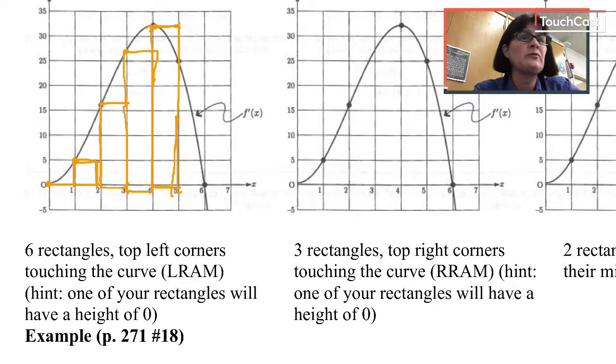The next rectangle covers from 5 to 6. I'm going to go to the place where x equals 5, and it looks like a height of 25, so that's my 6th rectangle. I'm going to let you do the middle picture, and I'm going to come over here and do this last picture. I need 2 rectangles that touch at their midpoint.